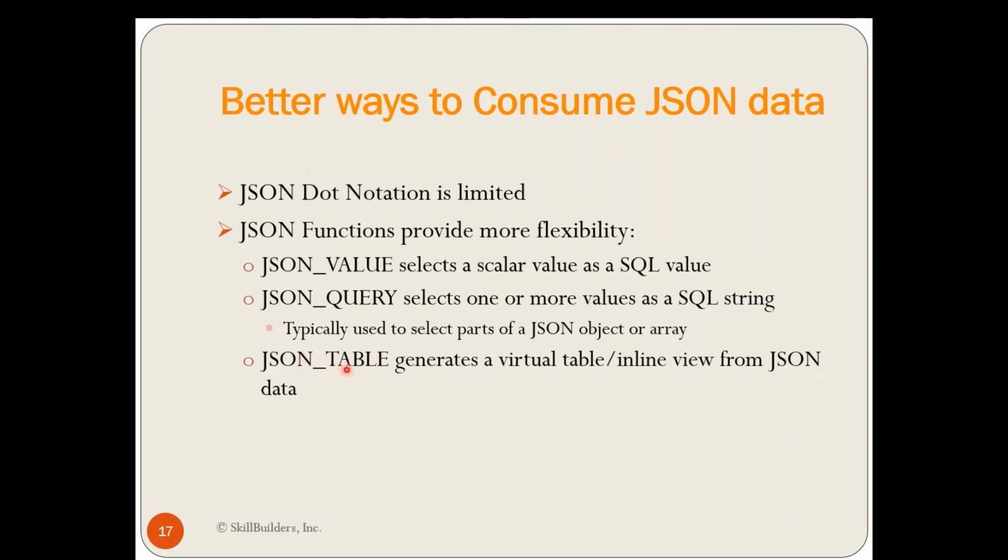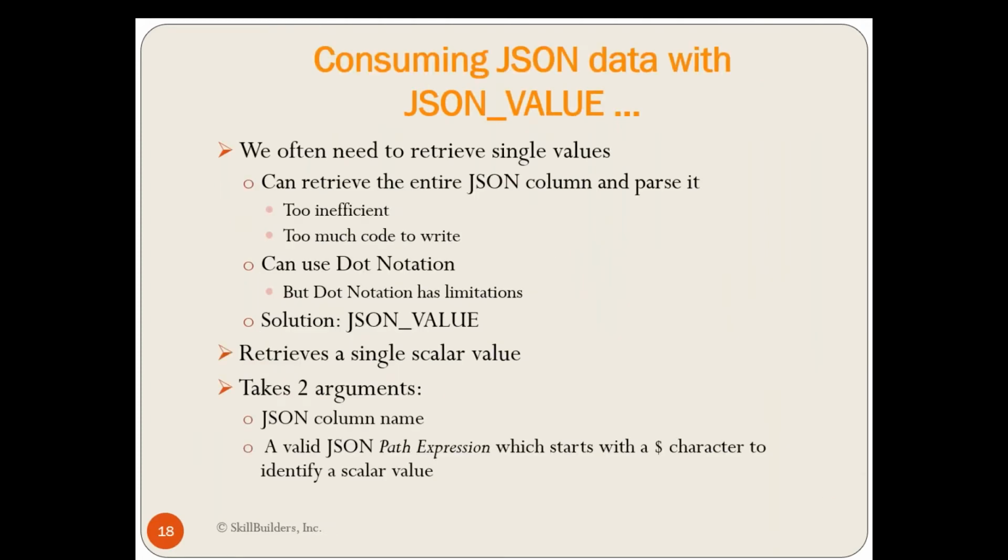And the third one is JSON_TABLE, which is really cool because what it does is it generates an actual virtual table or an inline view, whatever you want to call it, from JSON data. In particular, if you have arrays. You know, an array is in a single row, but an array has multiple values. And very often you want each of those multiple values of the array to generate one row of output. Okay, how do we do that? Well, we're going to use JSON_TABLE for that. So that's what we're getting into now.